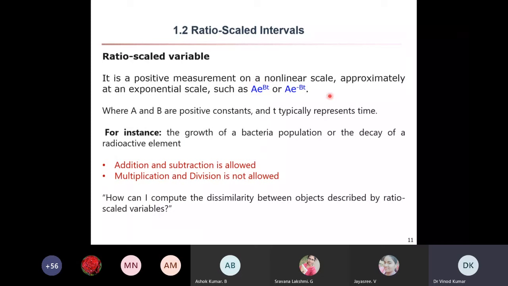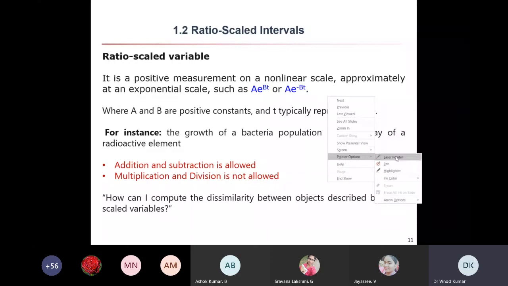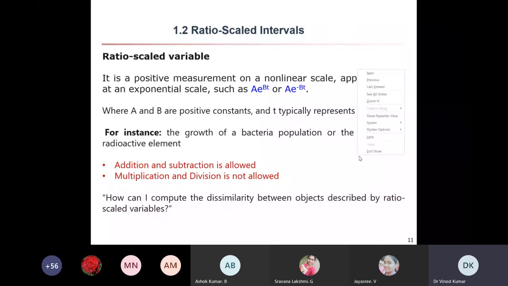Like this time, as coronavirus is spreading, the growth of corona, or the number of patients increasing in a country or in the world, is not increasing in a linear way. They are increasing in some other non-linear way. It may be exponential or any other equation.